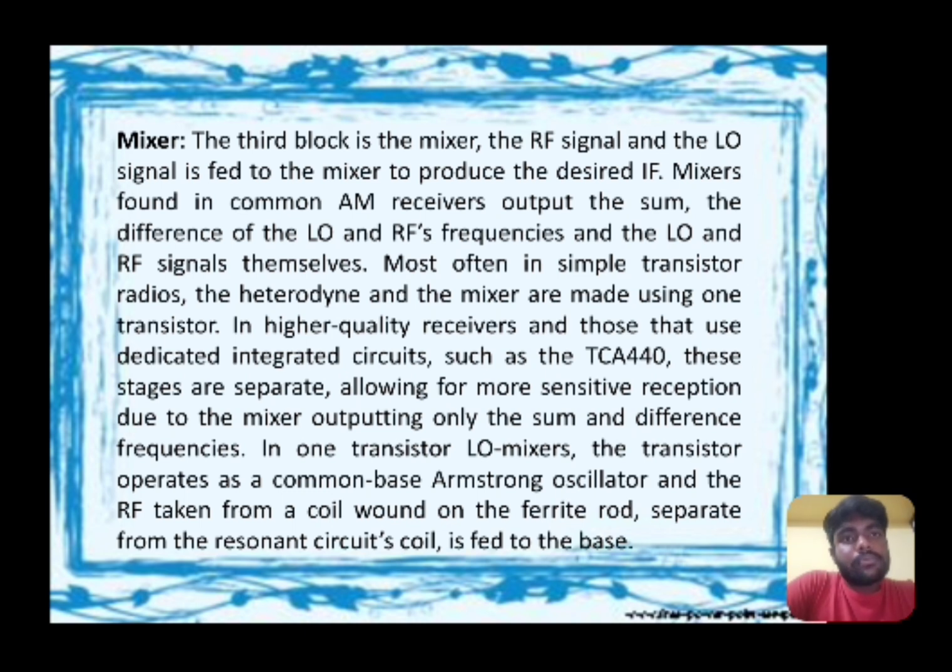Most often in simple transistor radios, the heterodyne and the mixer are made using one transistor. In high quality receivers, those that use dedicated integrated circuits such as the TCA440, this is one of the integrated circuit chips. These stages are separate, allowing for more sensitive reception due to the mixer outputting only the sum and difference frequencies. In one transistor local oscillator mixers, the transistor operates as a common base Armstrong oscillator, and the RF is taken from the coil wound on the ferrite rod, separate from the resonant circuit coil, and it is fed to the base.